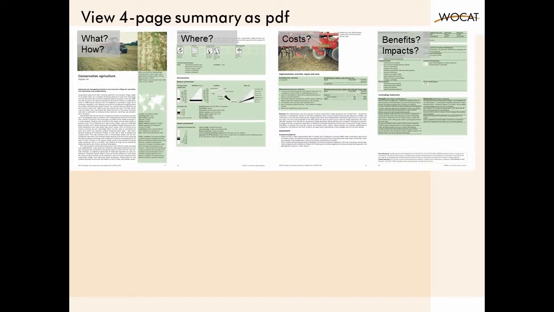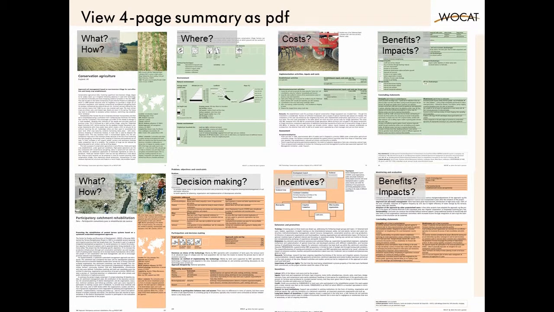By clicking on View 4-page summary as PDF, a nicely reader-friendly and standardized output format is automatically generated. For the technology questionnaire, the what and how, the where, the costs, as well as the benefits and impacts of the technology are concisely summarized on 4 pages. For the approach questionnaire, the what and how, the decision-making and participation, the incentives and costs, as well as the benefits and impacts of the approach are clearly and briefly summarized on 4 pages.